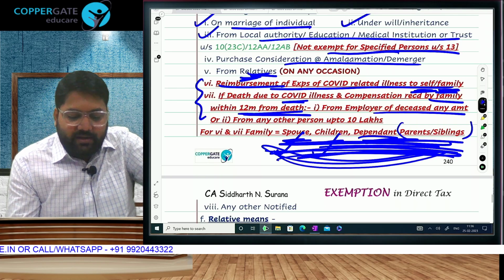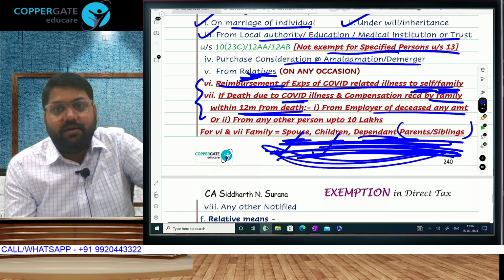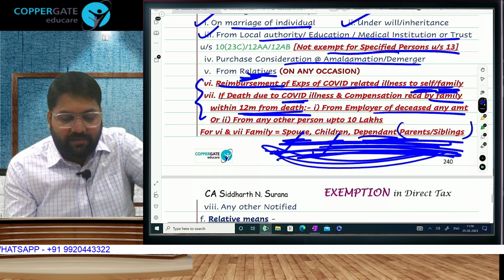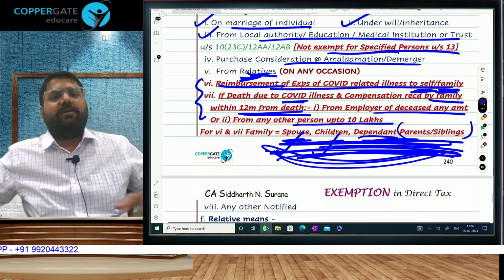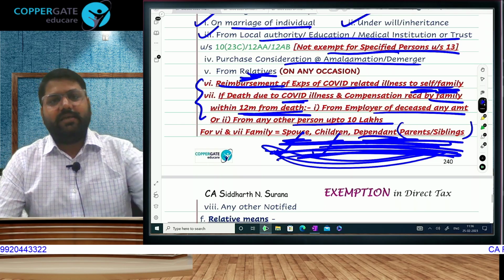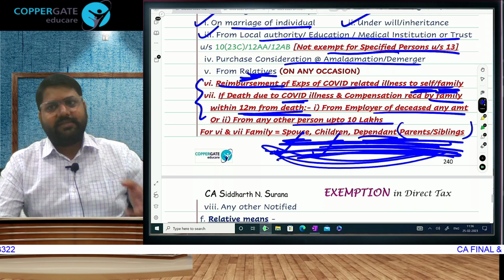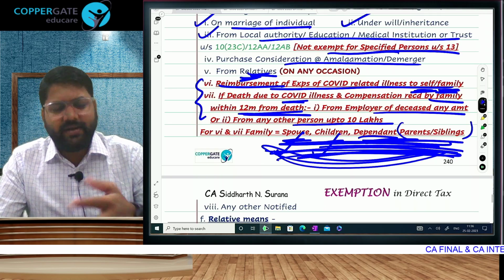If your employer is giving, who is employed? The person who has died. Then any amount will be exempt. And if you are getting it from the government or anyone else, then up to 10 lakh is exempt. Government giving you 15 lakh, 10 exempt, balance taxable. Employer giving you 20 lakhs, fully exempt.